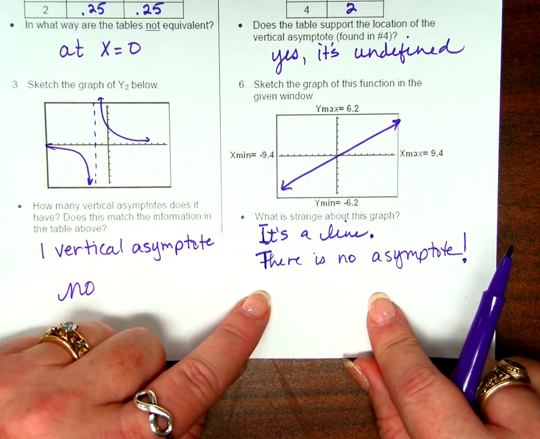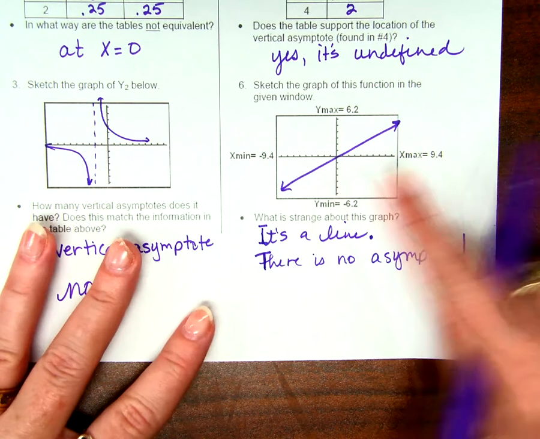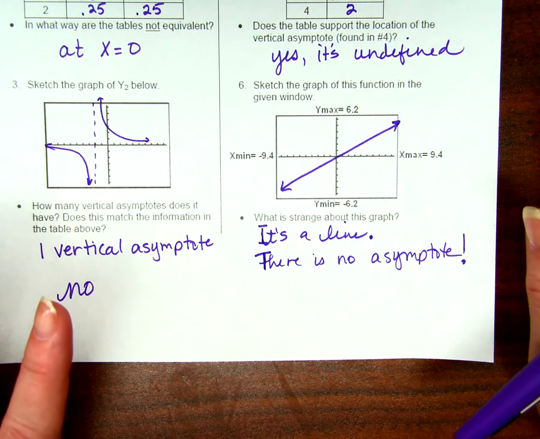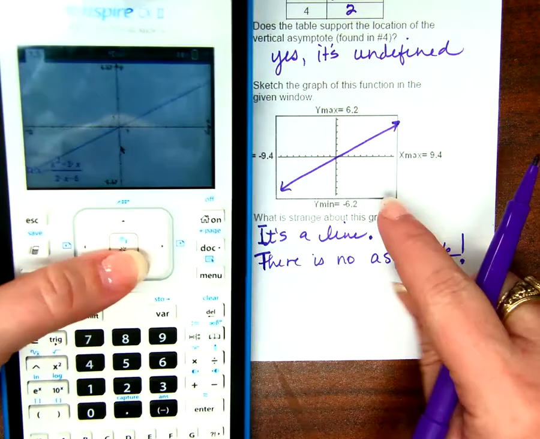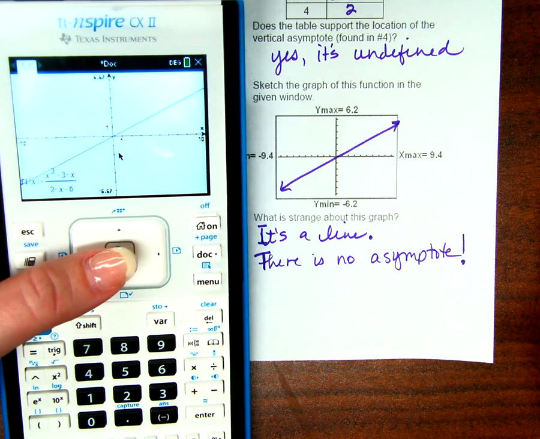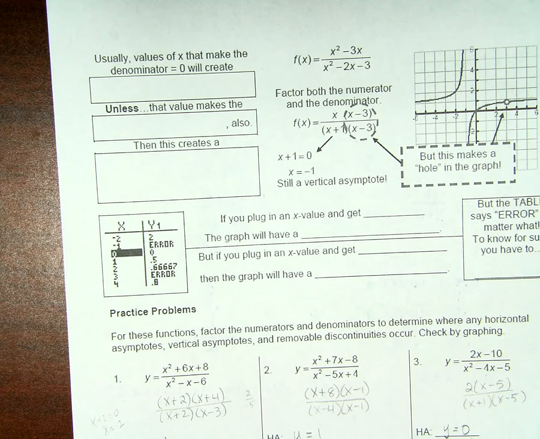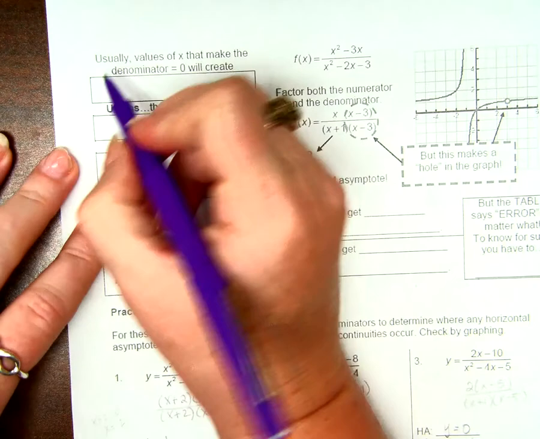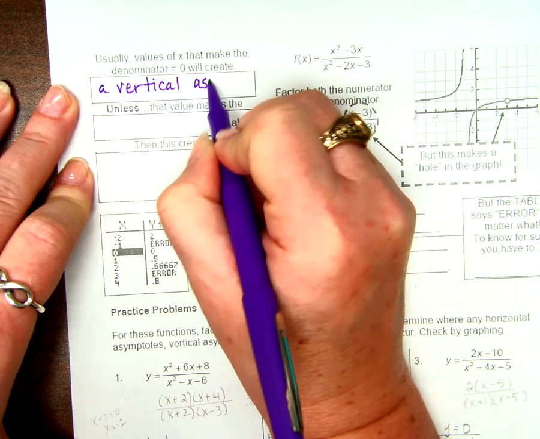Because again, something's weird, right? This is not what we expected our graph to look like. Did any of you put this in and go, oh no, I must have put something in wrong? Well, that's what mine looks like, and I didn't put anything in wrong. So something's wonky. Okay? Usually values of x that make the denominator equal 0 will create what? Yep. A vertical asymptote.